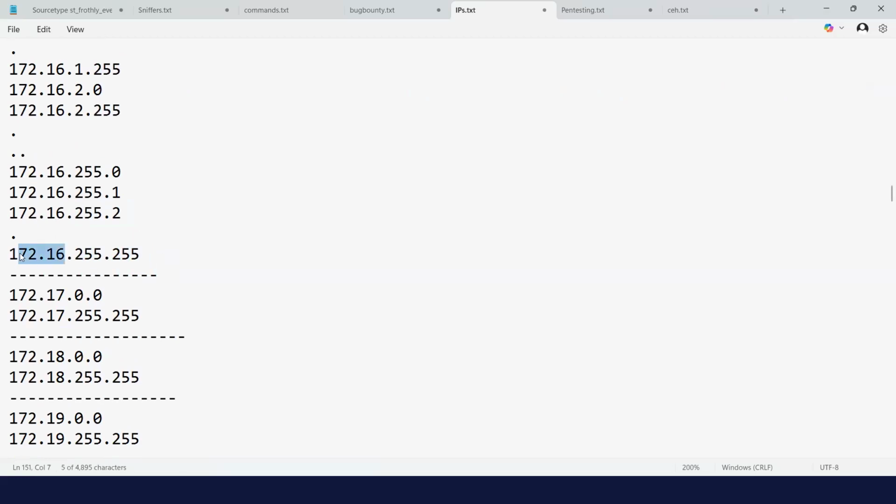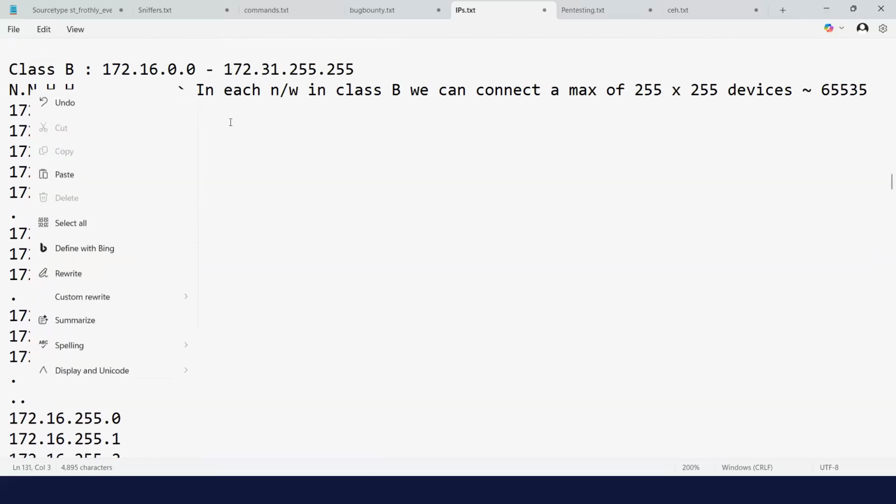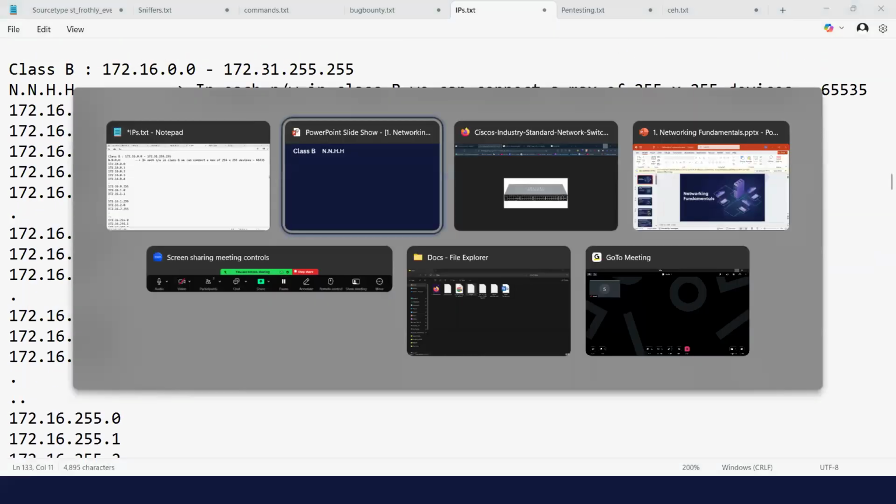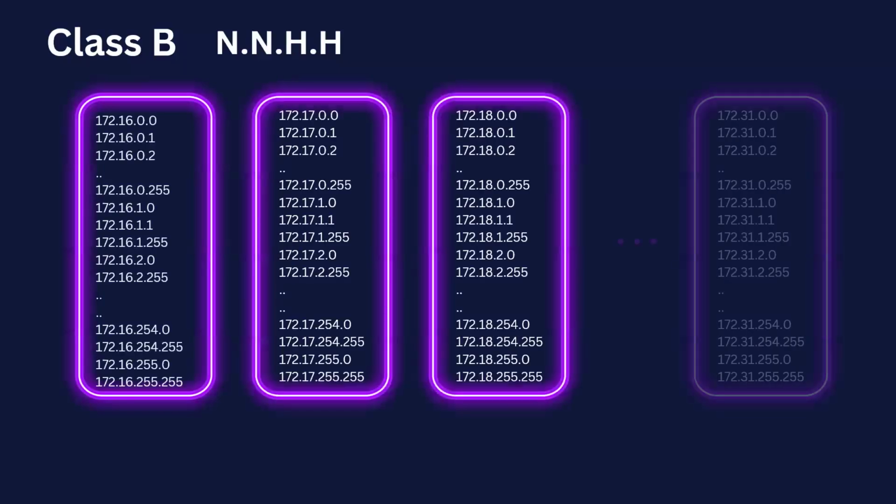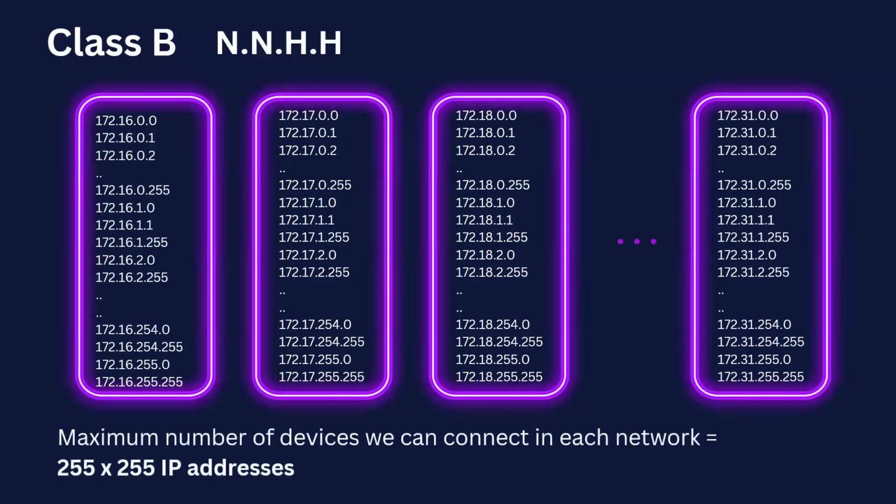But now when the 16 changes to 17, there the network divides. So after 16.255.255, you have 17.0.0. All the 255s cycle back to zeros, and the next octet increments by 1. So here the network divides because there's a change in the network portion. Therefore, in each class B network, you can connect a maximum of 255 into 255 devices. Since you have two host portions, it would be 255 into 255, which is equal to 65,535. A much larger network.